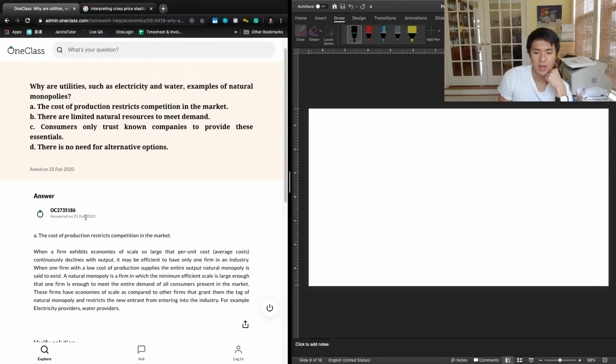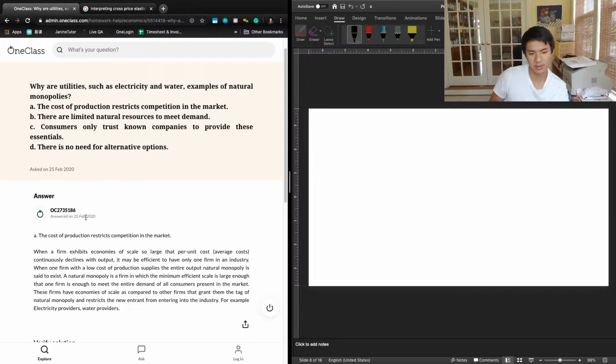So the previous tutor said, the cost of production restricts competition in the market when a firm exhibits economies of scale so large that per unit costs or average costs continue to decline with output. It may be efficient to have only one firm in an industry. When one firm with a low cost of production supplies the entire output, natural monopoly is said to exist. Natural monopoly is a firm in which the minimum efficient scale is large enough that one firm is enough to meet the entire demand of all consumers present in the market.